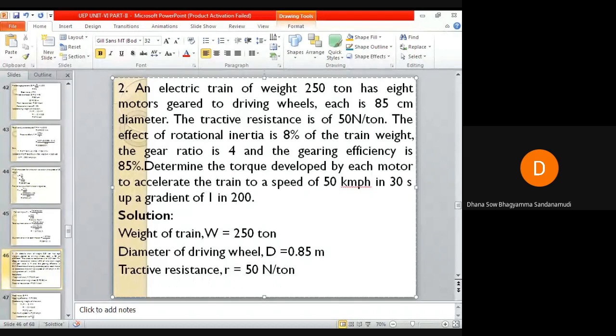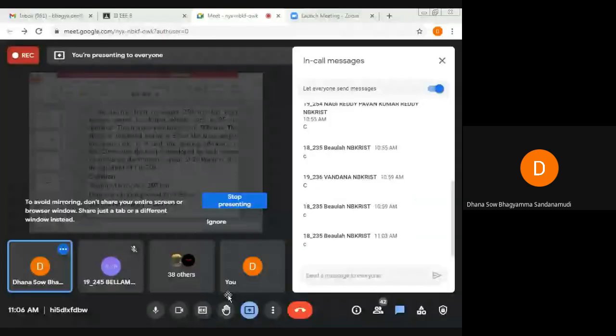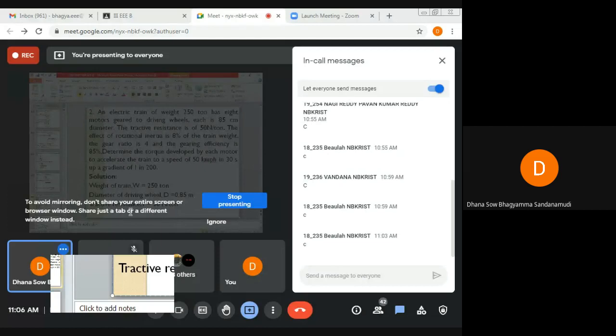You people even write down the given data. So you can see the weight of the train, means dead weight of the train, W equal to 250 tons, diameter of the driving wheel, D is 85 centimeters. I have written directly in meters, 0.85 meters. And tractive resistance is 50 Newton per ton. Just write it down. As soon as you complete, inform.